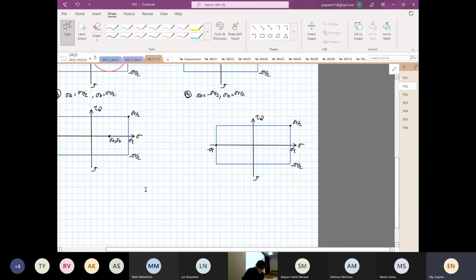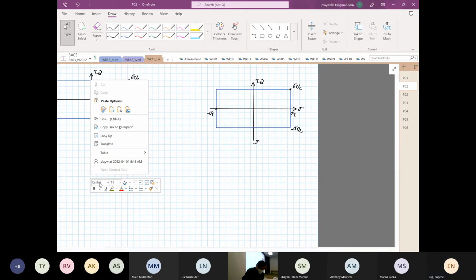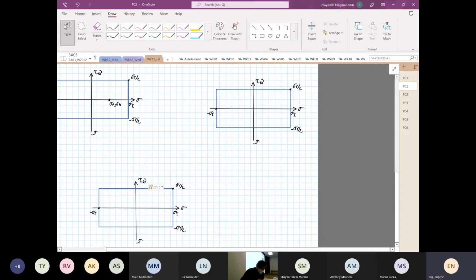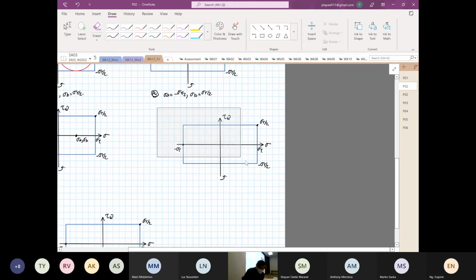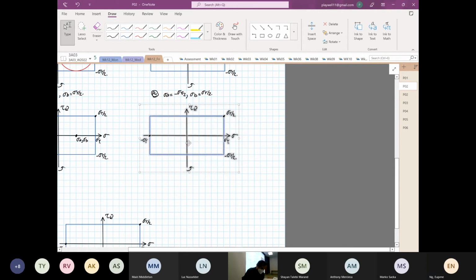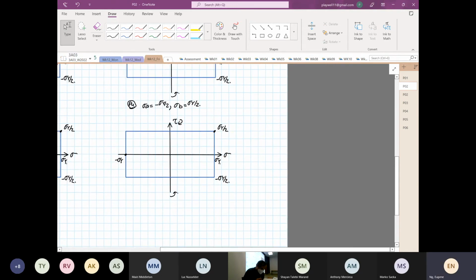So now when we draw another one, okay, we come over here, right? So we know that stress A is equal to stress Y divided by 2. So this is your stress A. Stress B is positive. Okay. So now you can draw a Mohr circle again.